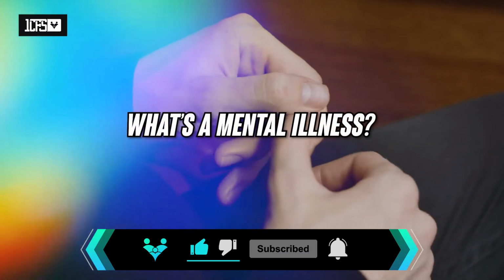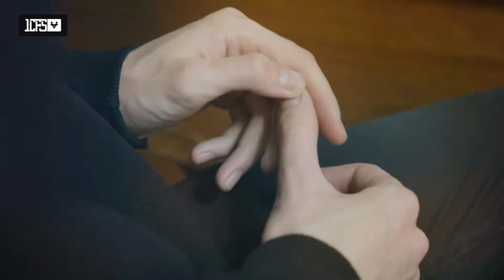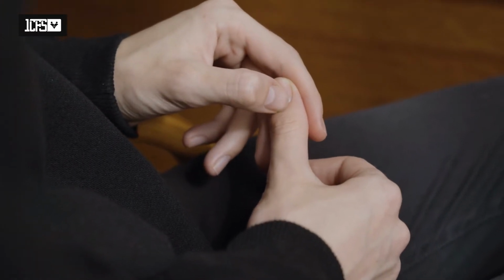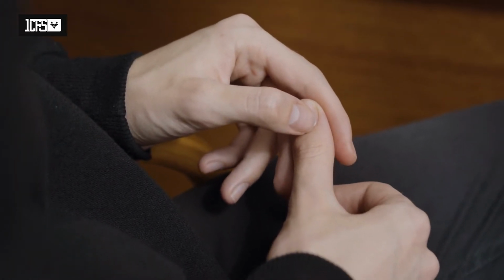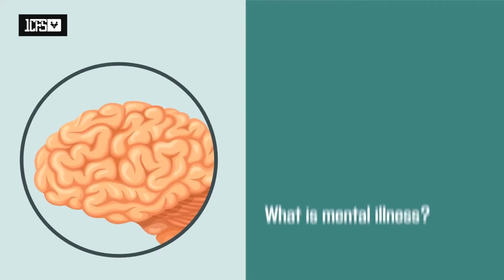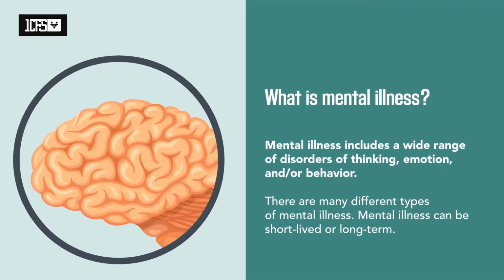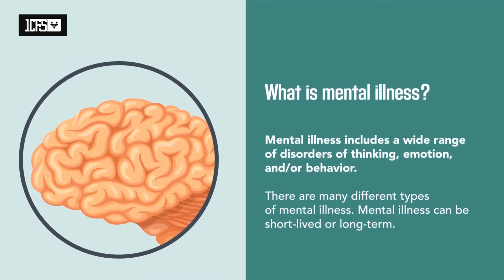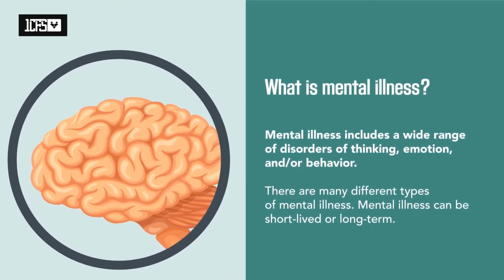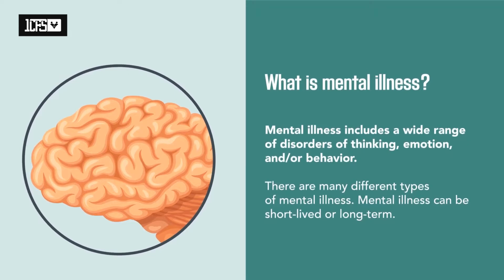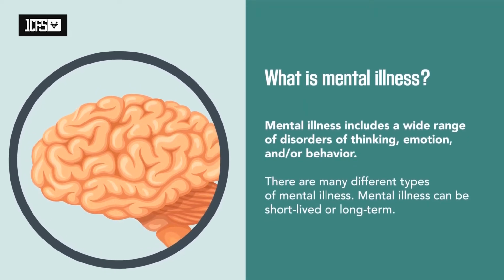What's a mental illness? First thing, way too many people struggle to understand what mental illnesses are all about. What is mental illness? Mental illness includes a wide range of disorders of thinking, emotion, and/or behavior. There are many different types of mental illness, and it can be short-lived or long-term.